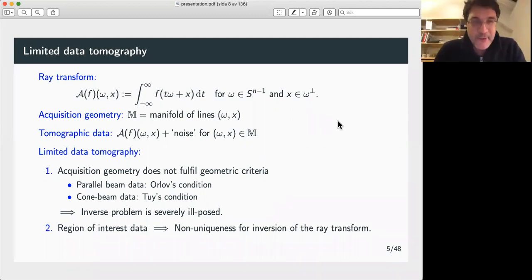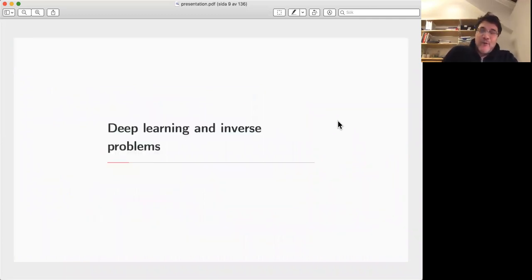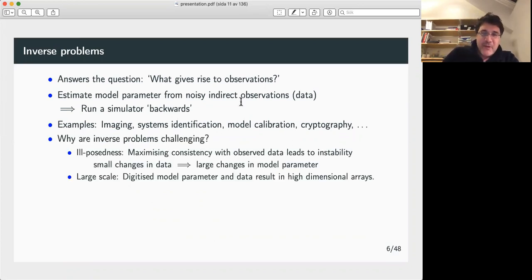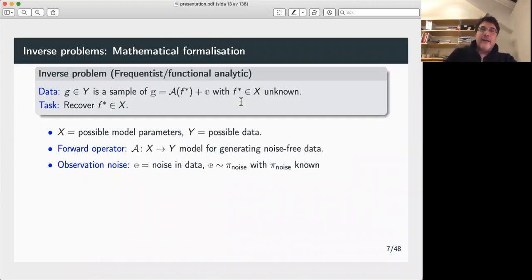Okay, interesting. So let's leave aside tomography for the time being and turn our attention to deep learning and inverse problems. I just saw the names in the audience, so I think all of you know what an inverse problem is. So I'm going to skip this part and directly move to the mathematical formalization.